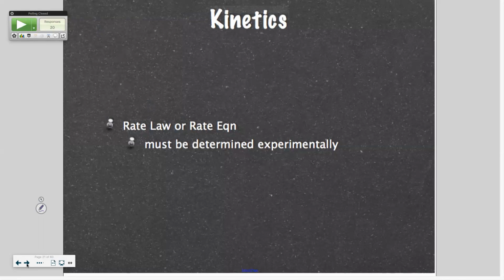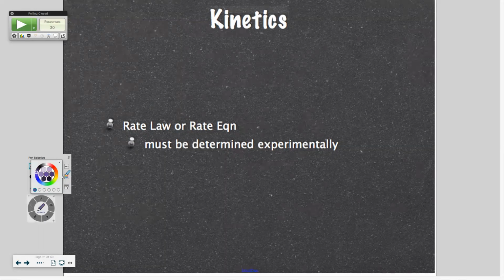Okay, so the last thing we were going to talk about was kinetics. Kinetics is where you have a rate law or a rate equation. It must be determined experimentally. You can figure it out from a mechanism, but if you just know this plus this gives that plus that, you can't figure out what the kinetics is. You have to do a study to figure it out.